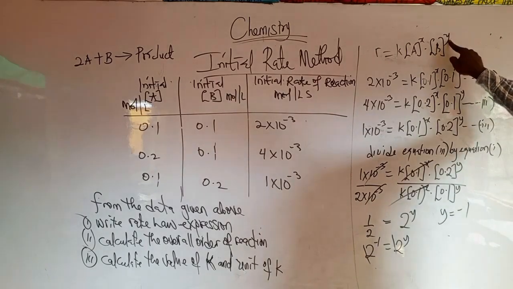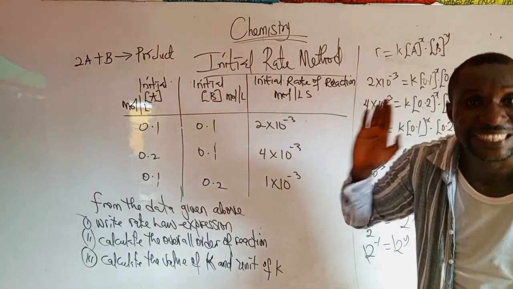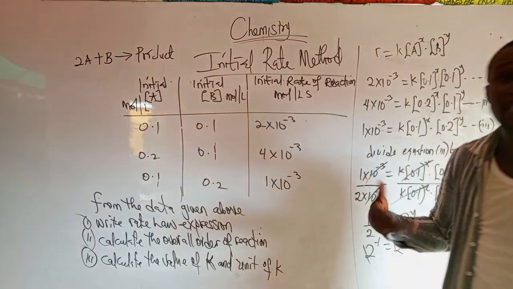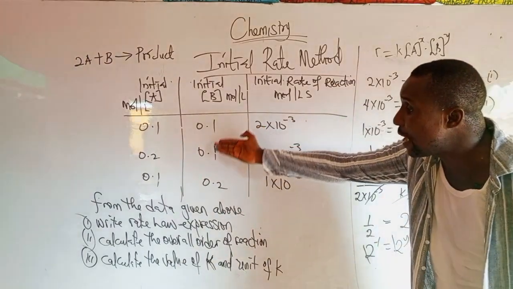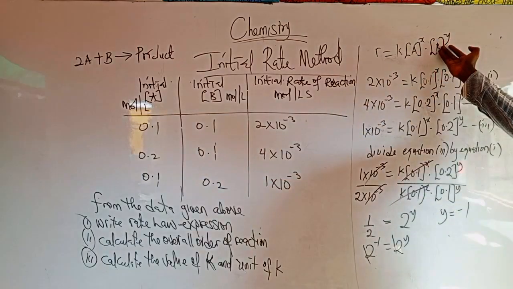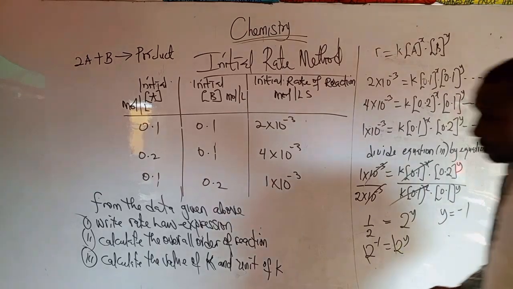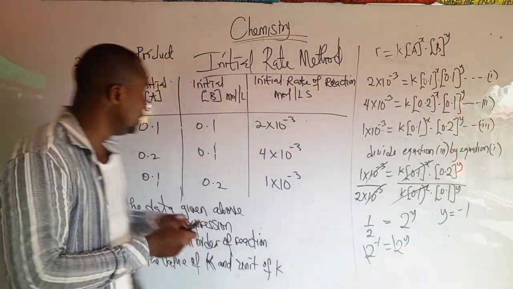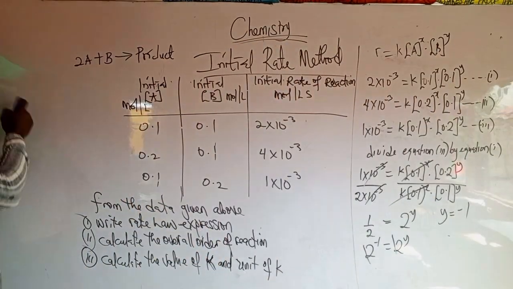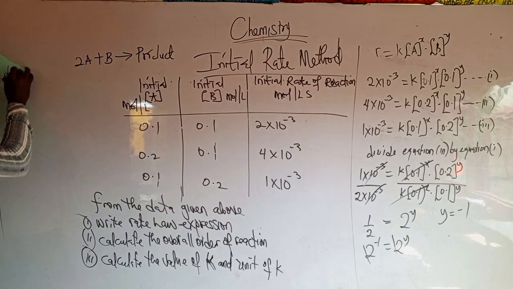That means for me to eliminate Y now, I need to go under B and use two experiments that are the same. Under B, which experiments are the same? Experiment 1 and experiment 2, they are the same, so that I can eliminate Y to get X. Let me write it here. Is it okay like this? Yeah. Then for me to do that, that means divide.